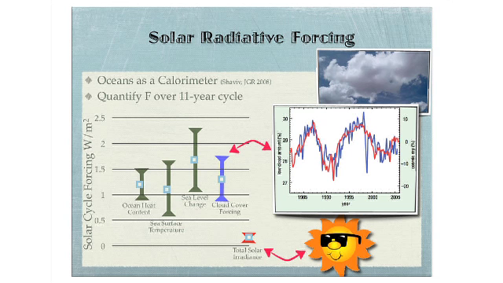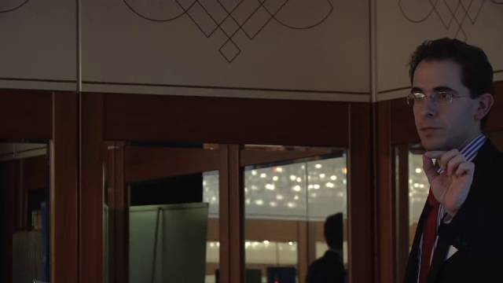Okay, so we know that the sun is affecting the climate. We have seen that it is very likely to be because of cosmic rays. And we know that the sun is affecting the climate to a large extent. We know how to quantify it.